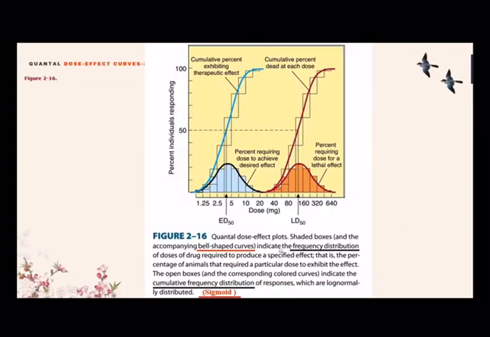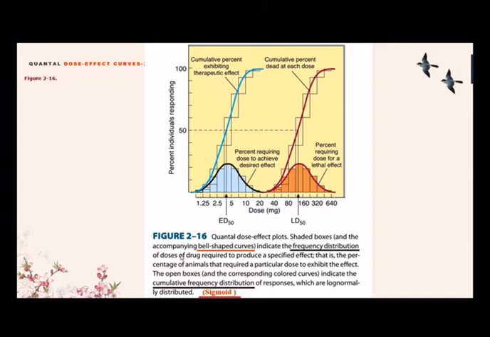Look at this graph. It's a quantal dose effect plot. The shaded blocks and the accompanying bell-shaped curve indicate the frequency distribution of the dose of drug required to produce a specific effect. That is, the percentage of animals that require a particular dose to exhibit the effect. The open box and the corresponding color curve indicate the cumulative frequency distribution of response, which is normally distributed, or sigmoid. What is the meaning?